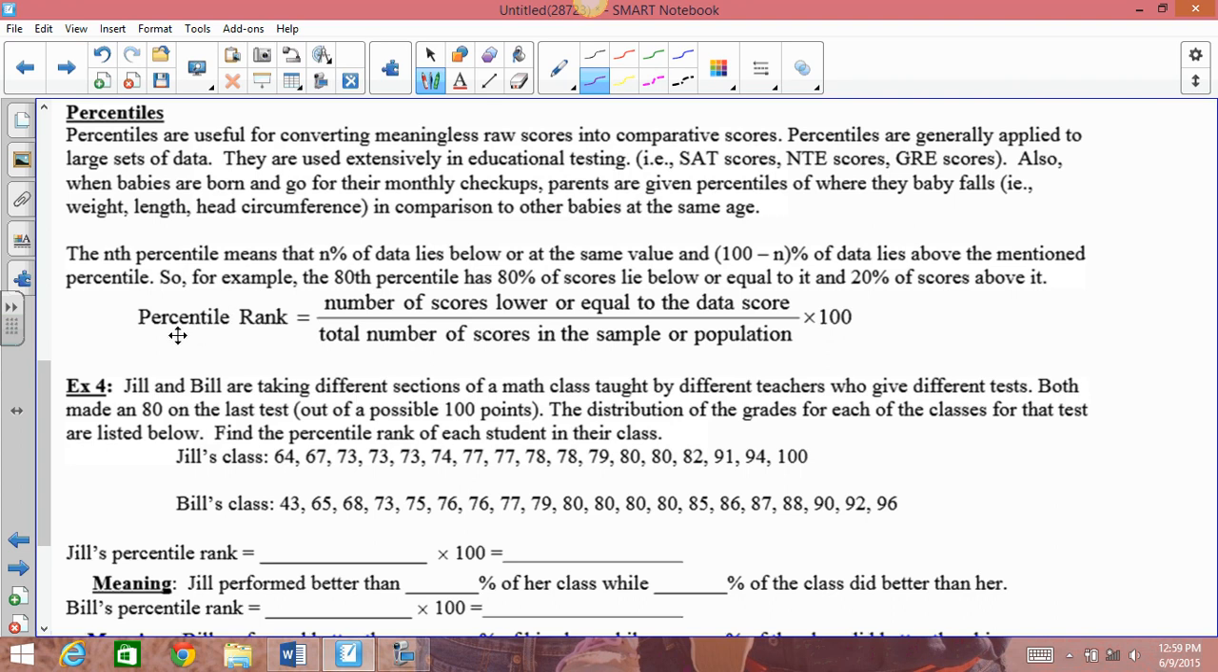So I'm going to look at here a class ranking, but just know that it can apply to other things as well. Formula, it's on your formula sheet. It says the number of scores lower or equal to the particular data score that you're looking at, divided by the total number of scores in that population. You're finding the percentile, so you'll multiply it times 100.